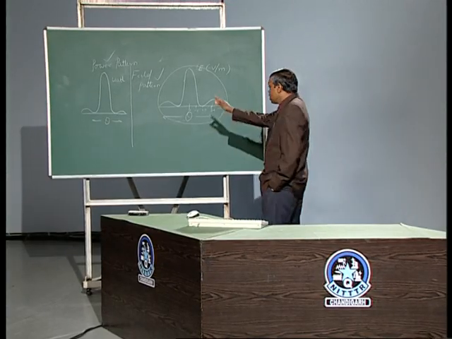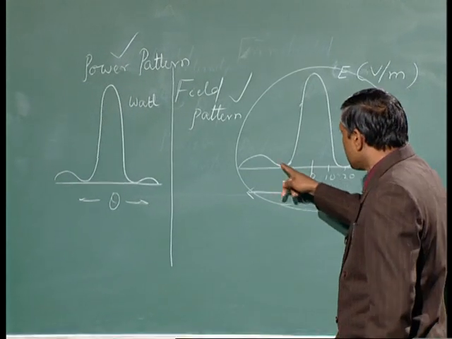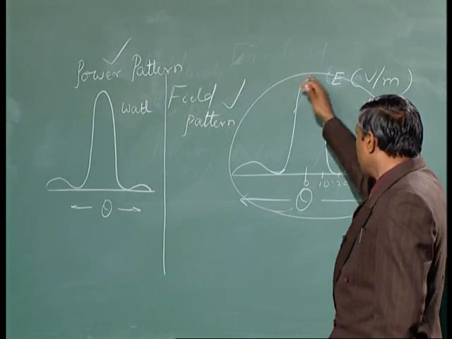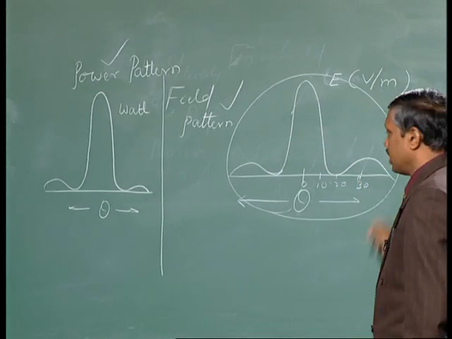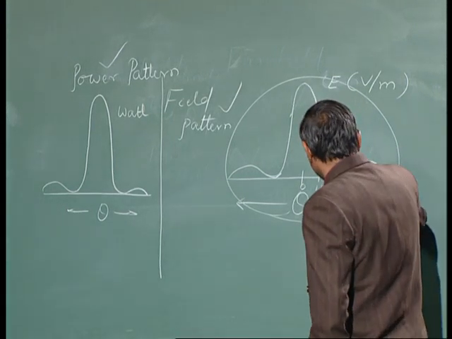Now, as you see from this diagram, this distribution is not uniform. Somewhere it is more, somewhere it is less. Maybe you can come across a situation like this.